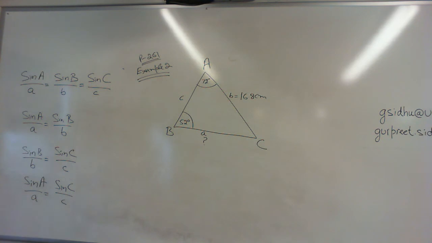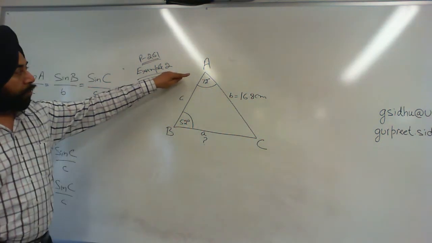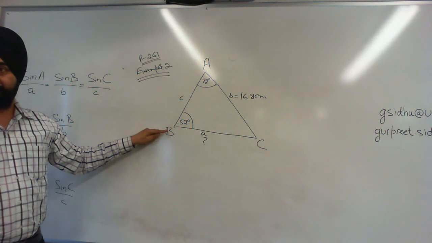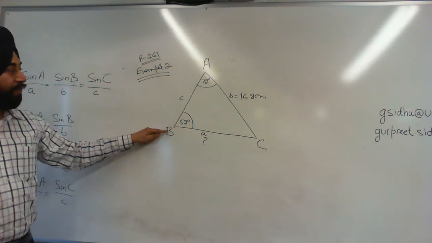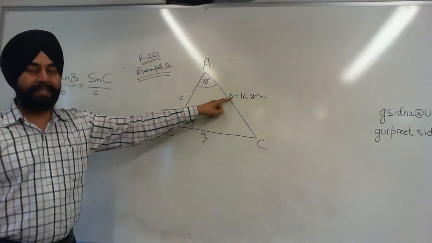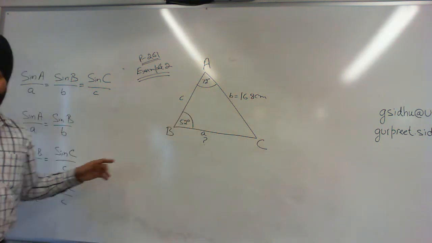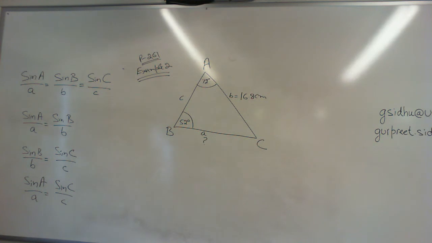Now look at that triangle. Angle A and B are known. You also know the length B. You have to find length A. Which formula would you use? Which formula involves all of them? This, or this? B over sin C. Which one? The second one?